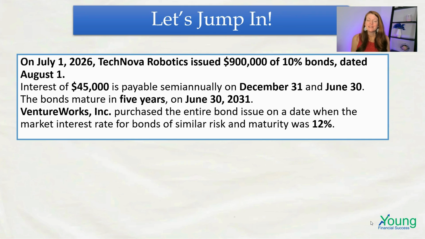VentureWorks purchased the entire bond issue on a date when the market interest rate for bonds of similar risk and maturity was 12%. So the market rate is 12%. TechNova is selling theirs for 10%. So they're saying, okay, well, we'll issue these bonds, but we can't offer 12% interest. So in other words, they're going to have to issue this at a discount.